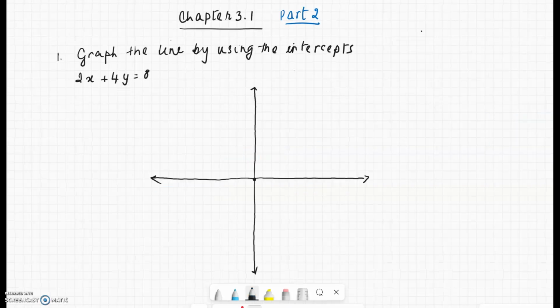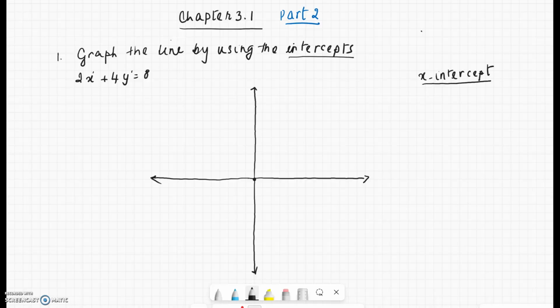In this question, we'll graph the equation of the line by first finding the intercepts of the line. How do we know this is a line? Remember, the exponent on the x and y is 1. Now let's find the intercepts. Let's find the x-intercept. The x-intercept is a point on the x-axis where the graph crosses the x-axis. That's called the x-intercept of the graph.